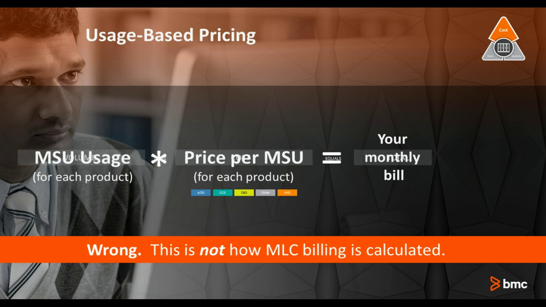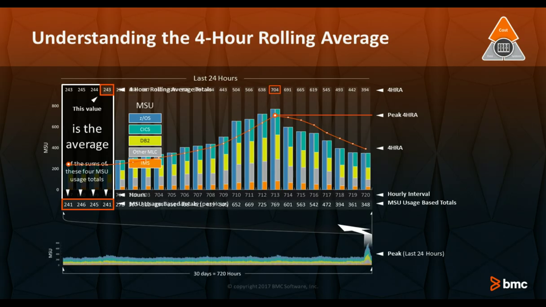So let's spend a little bit of time talking about how MLC is actually calculated. Every hour, the machine generates how many MSUs are being consumed in an environment by the various components of that operating system. And every hour you get a rolling 4-hour average, which is a sum of the 4 hours previous to it, and it's an average of those 4 hours. So in this case, you'll see what the rolling 4-hour average is for that particular environment.